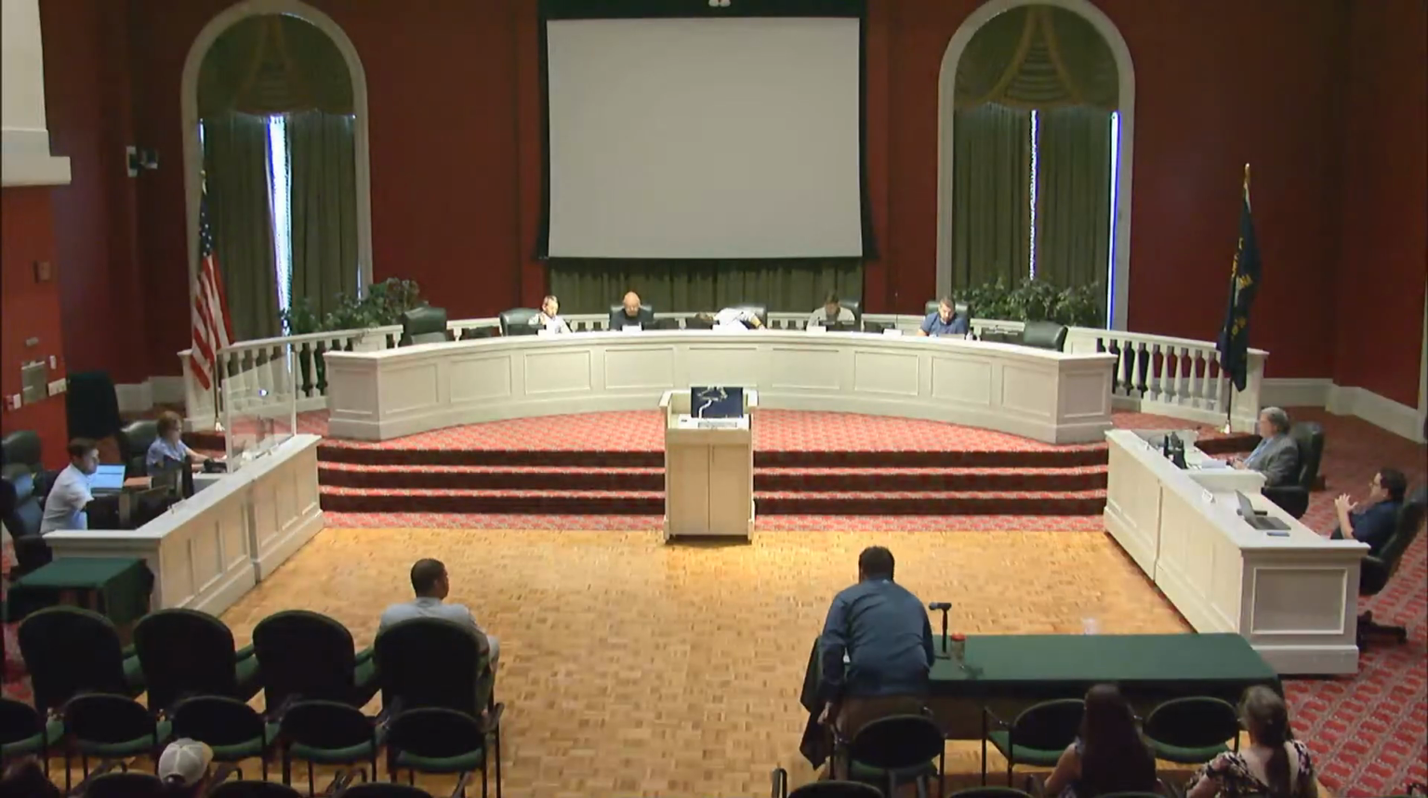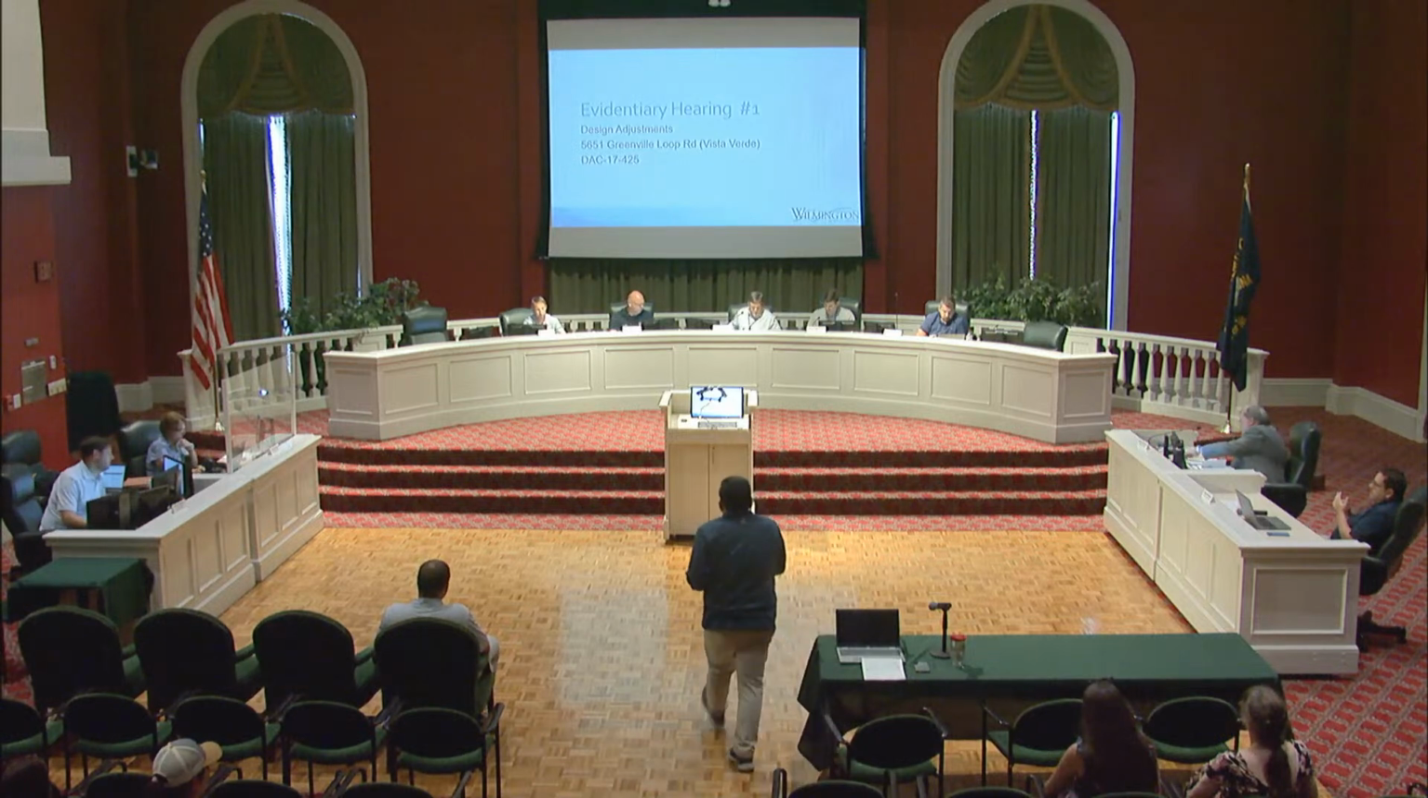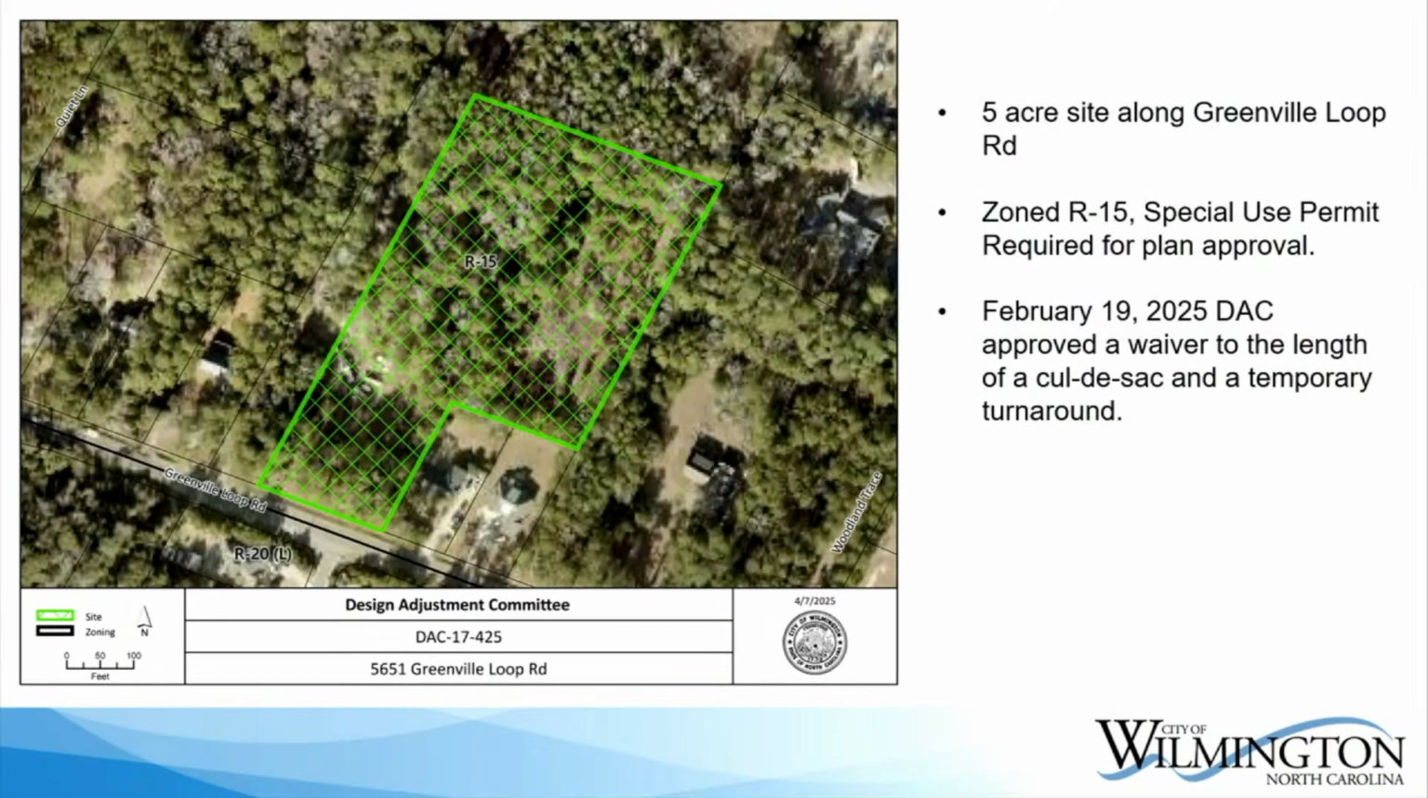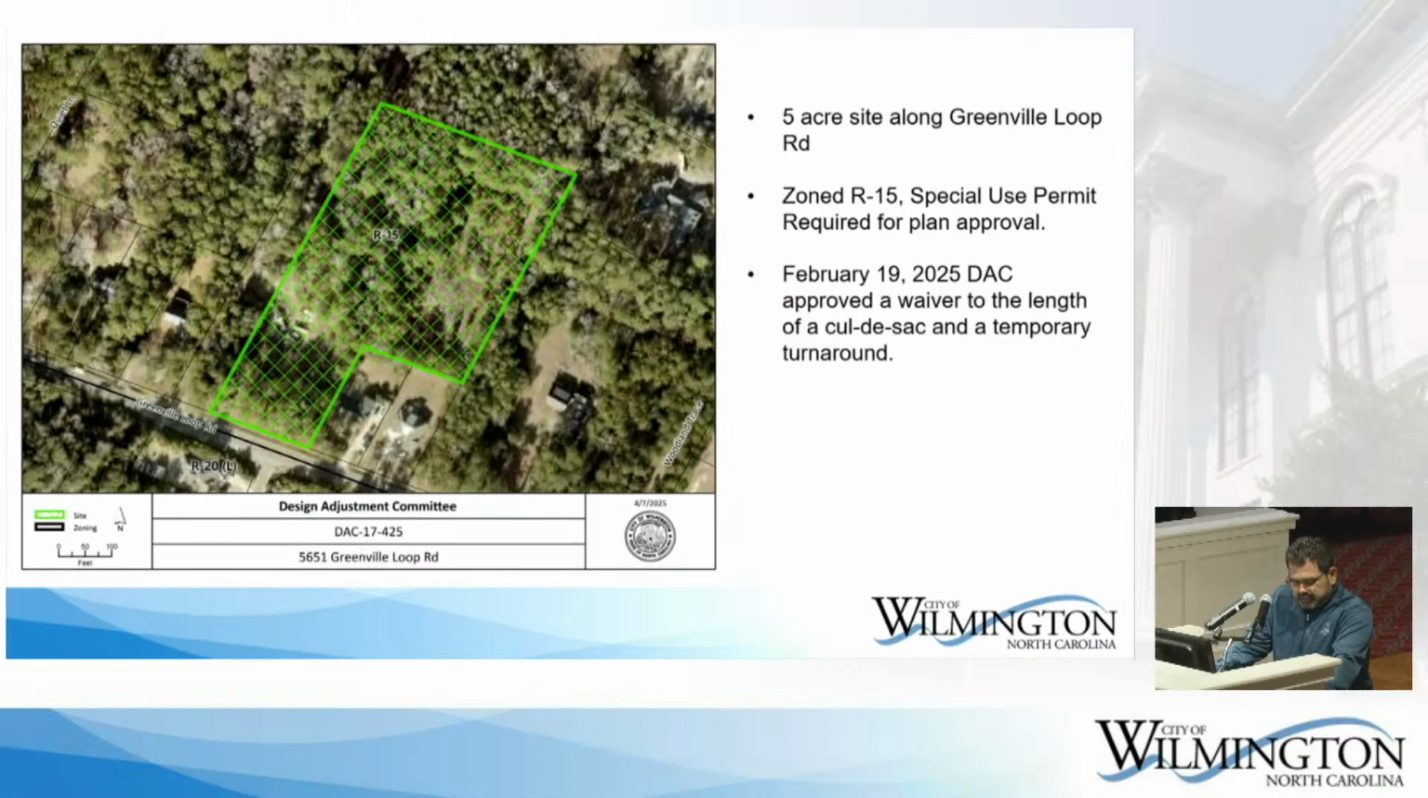First item on the agenda is 5651 Greenville Loop Road, or Vista Verde. This is a site located at 5651 Greenville Loop Road. The site includes 5 acres and is located within the R15 moderate density single dwelling district. The project will require the approval of a special use permit, which is currently scheduled to go before the City Council on June 17th, 2025.